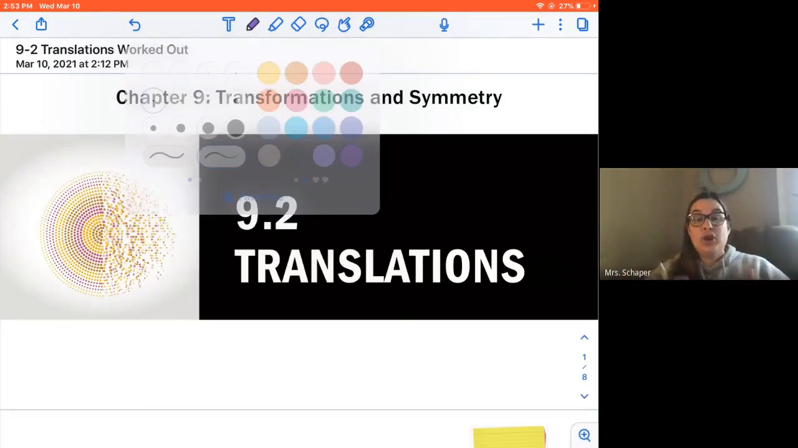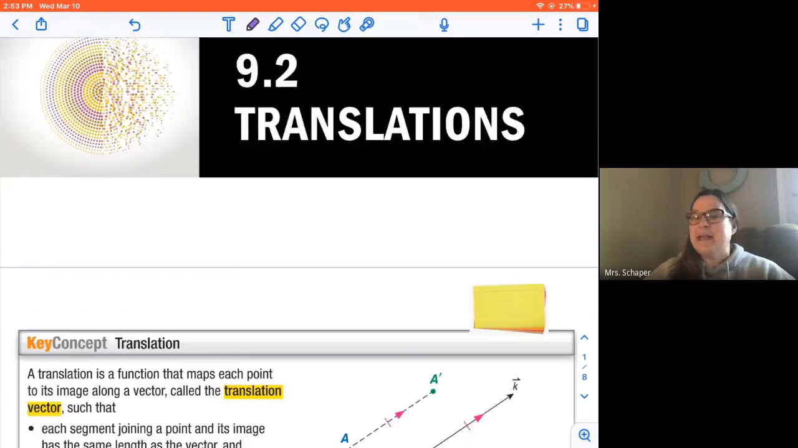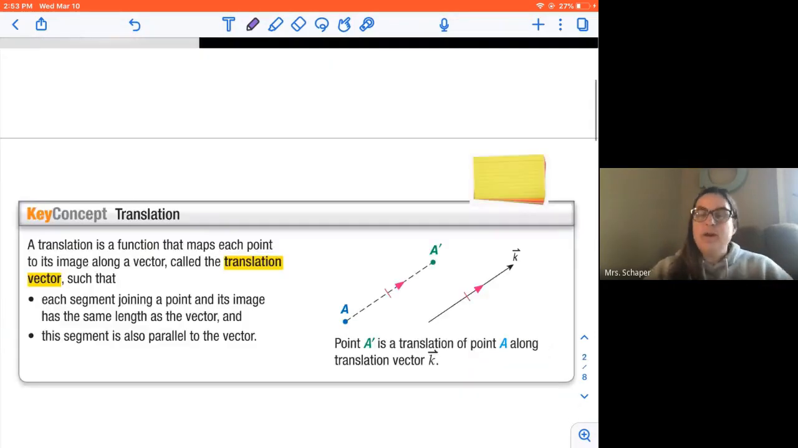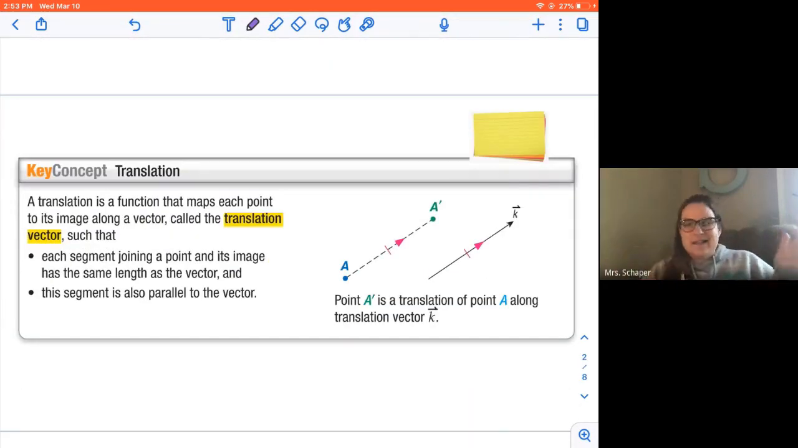We're talking about translations, continuing on that whole idea of transformations and getting into symmetry. So what is a translation? It's a slide, a glide. Those are all the different names that you've used with it. But we're going to use vectors to help us when we're doing our translations. And we talked about vectors in the last chapter, so we're going to be building on that as well.